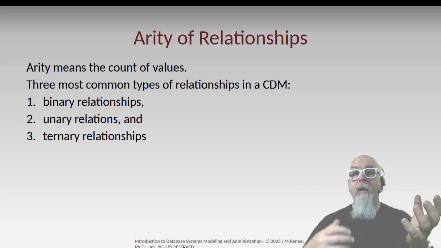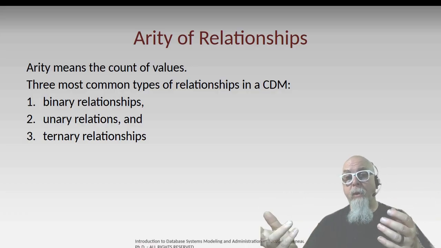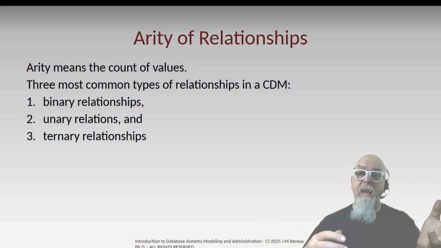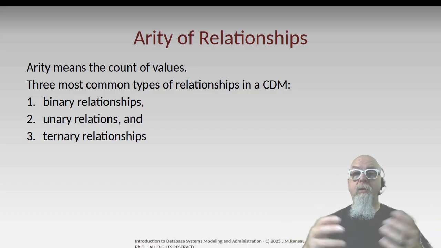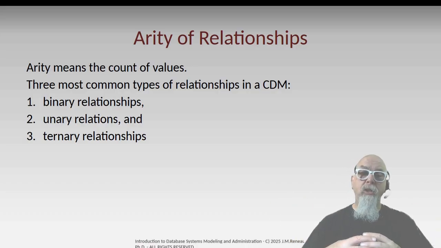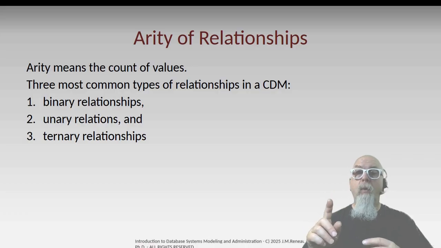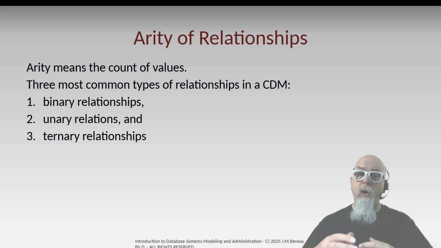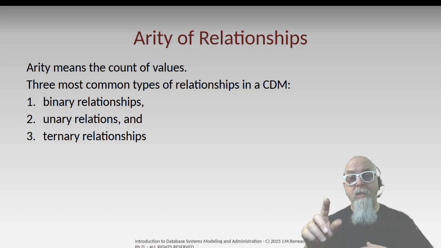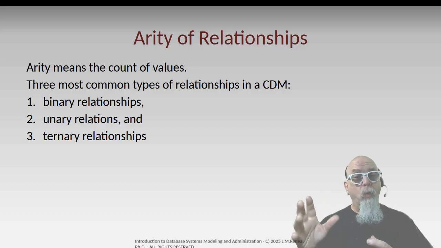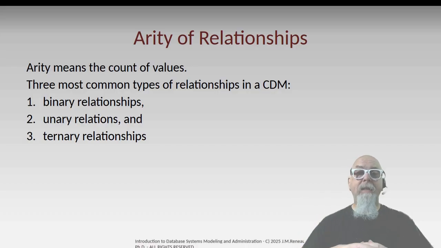a vehicle is owned by a person, and a person owns many vehicles. So there's a relationship between people and vehicles. There's a unary relationship, and unary means one, where a table relates back to itself. For instance, maybe you have customers and a customer that's referred by another customer. So the referral is between one customer and another customer, and it's one entity relating back to the same entity.